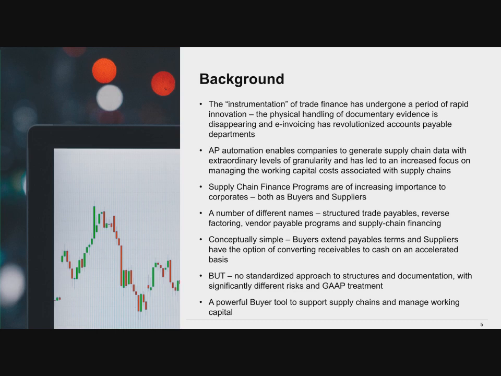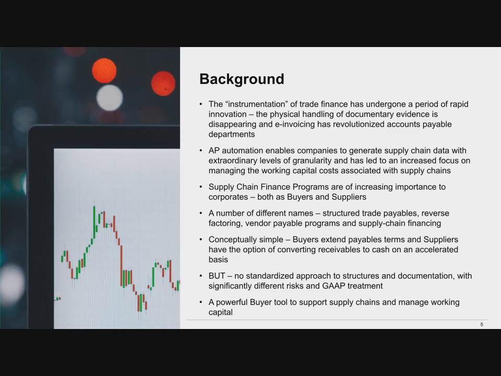Now, one of the benefits of this AP automation is it enables companies to generate a tremendous amount of data on their supply chains. Everything from the basic levels of granularity for things such as delinquencies, defaults, the working capital tied up in supply chains, the credit risk against individual suppliers and buyers. And managing supply chains and managing the supply chain finance programs has really become an incredibly important working capital focus for both buyers and suppliers.